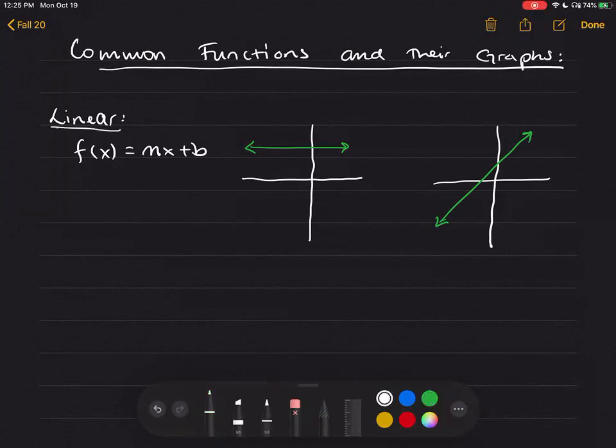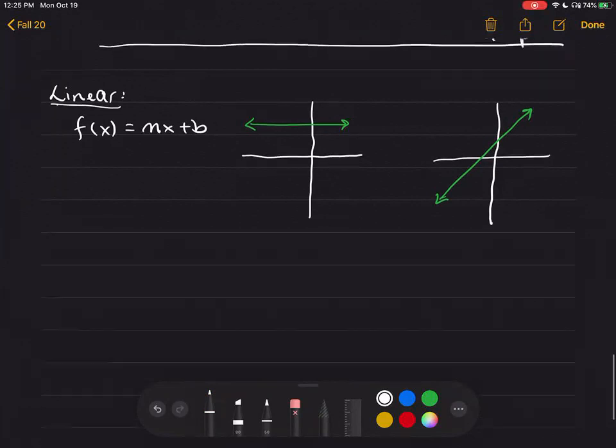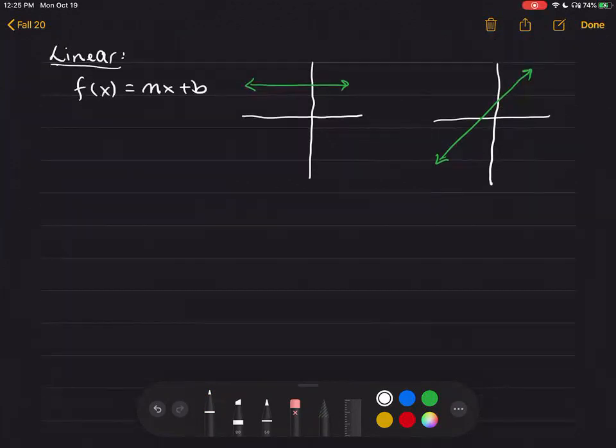Note that vertical lines are not linear functions. They are lines, but they're not functions because they fail the vertical line test. And you can see that if you try to graph a vertical line and then apply the vertical line test, you'll run into an issue pretty quickly.